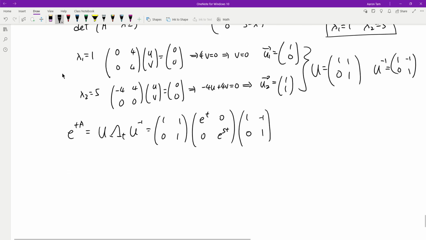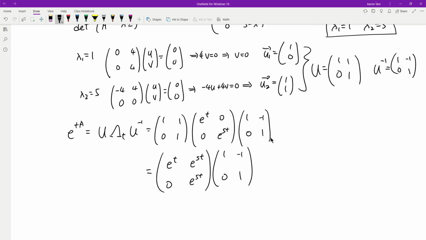So really depends on how you want to multiply this together. I guess I'll just multiply the first two things together. So therefore 1, 1 dot product e to the t, 0 will be e to the t. 1, 1 dot product 0, e to the 5t is e to the 5t. And then 0, 1 dot product e to the t, 0 gives you 0. 0, 1 dot product 0, e to the 5t is e to the 5t. So that's this. And now I have the dot product with U inverse.